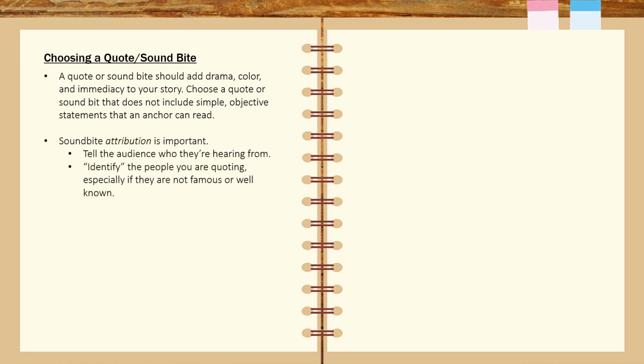Soundbite attribution is also important. Attribution means tell the audience who they're hearing from. Now, famous people that we all know don't really need attribution. Somebody like Beyonce or Donald Trump, we all know who that is. But when you're talking about regular people, identify them so the audience knows who you are quoting and what their relevance is to the story.